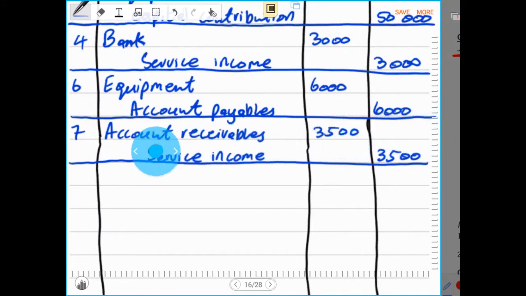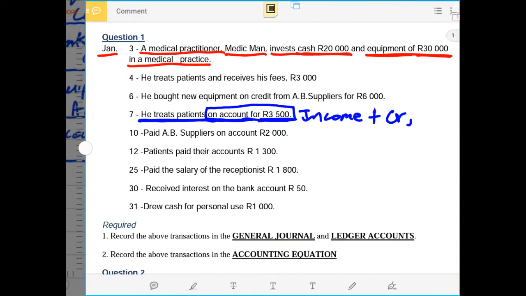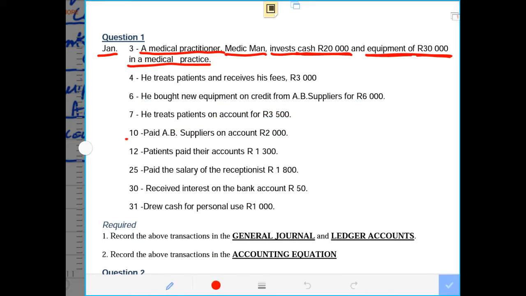And now we go to the next entry. It says on the 10th day of the month of January, paid AB suppliers on account, which is 2,000. Remember, on the 6th day, we bought equipment from AB supplier on credit. That was equipment we bought on credit.